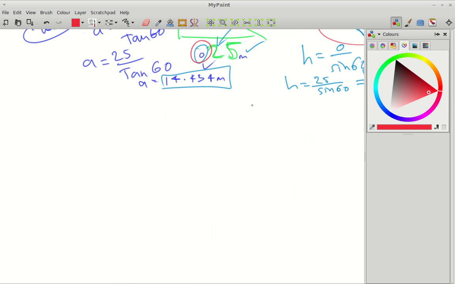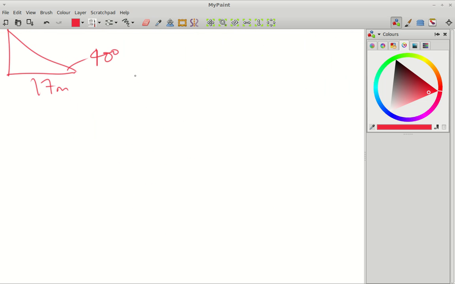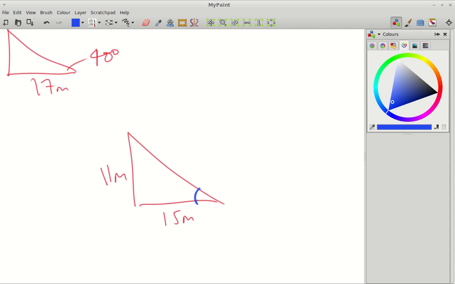I'll give you one example exercise to do. So when I've written this, pause the video, we'll call this exercise 1. Let's say that angle's 40 degrees and that's 17 meters. There you go. Now what I'm going to show you next, so pause video and do that one, is how to work out what the angle would have been if you know 2 side lengths. So in this case, let's say that's 15 meters, that's 11 meters, and we want to know what that angle is there. Alright, Sohcahtoa.